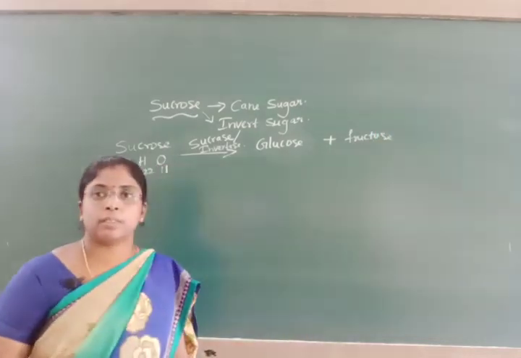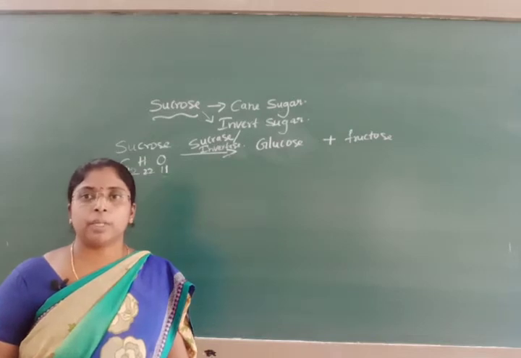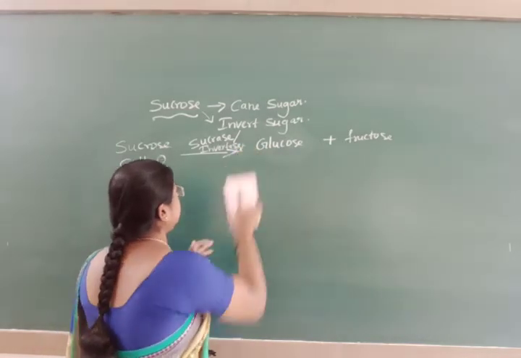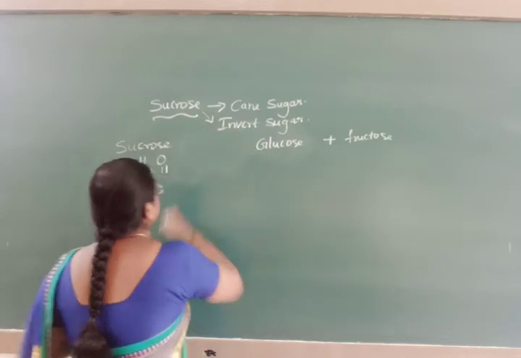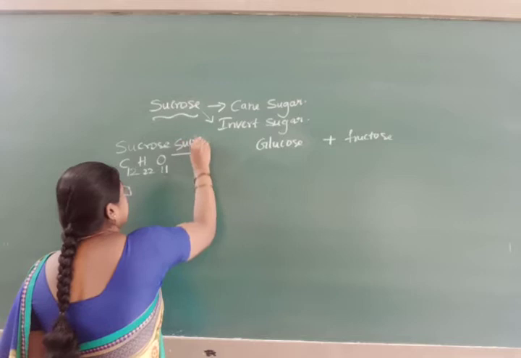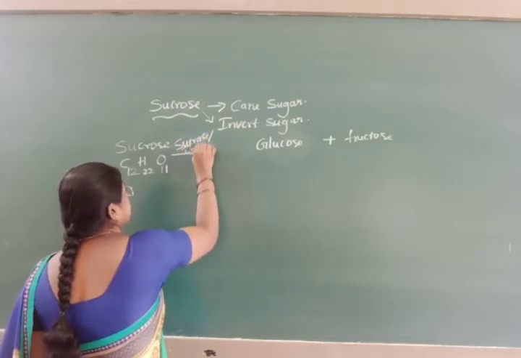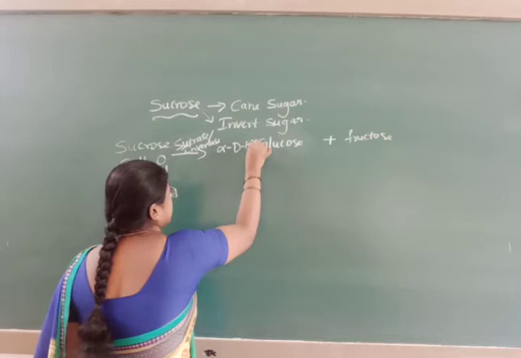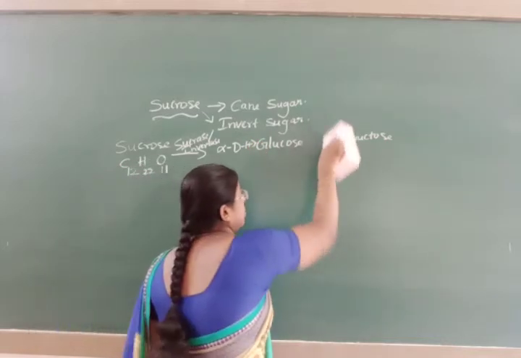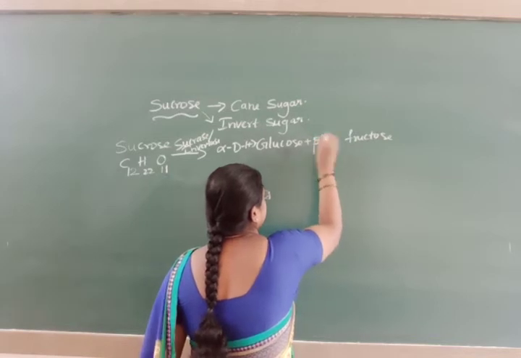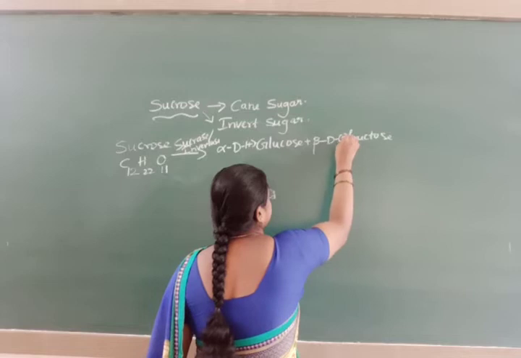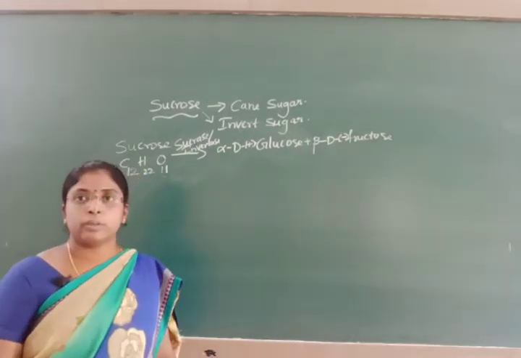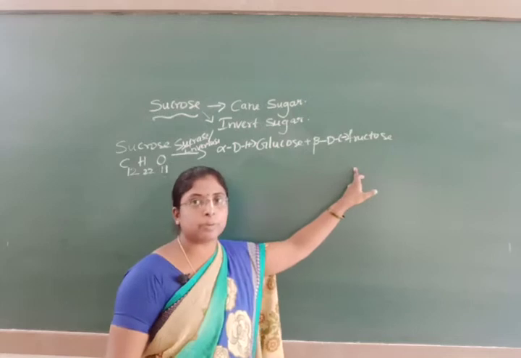Both have the same formula C6H12O6, but their structural formulas are different. In the presence of sucrase or invertase enzyme, they produce alpha D plus glucose and beta D minus fructose. Both are present in equal amounts.